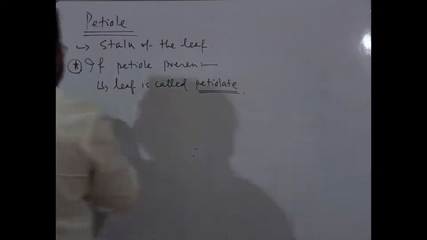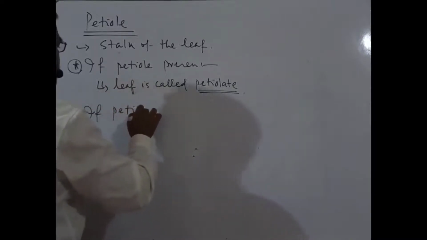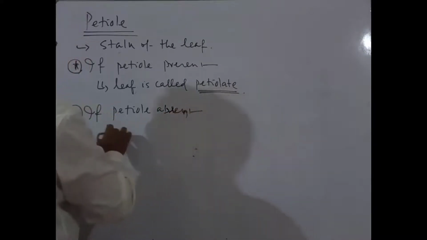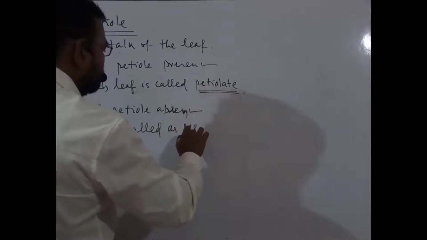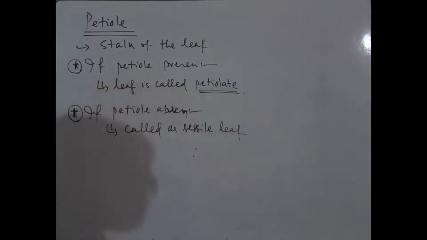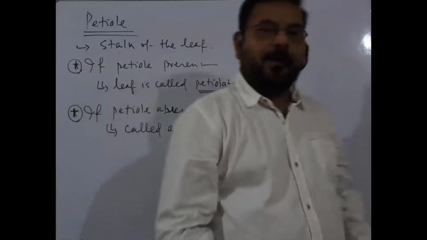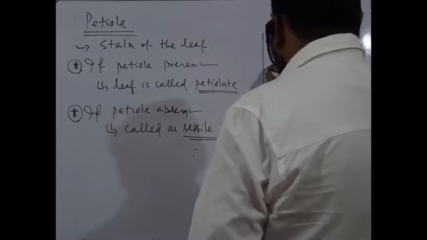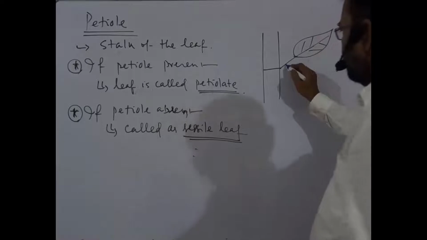अगर पिट्यूल एब्सेंट है, if petiole absent, then called as sessile leaf. अगर पिट्यूल होगा तो लीफ को बोलेंगे पिट्यूलेट लीफ, अगर पिट्यूल एब्सेंट होगा then it is called sessile leaf. देखिए सपोज एक स्टेम है, ये नोड है, ये पिट्यूल है, this is the leaf, this is petiole.